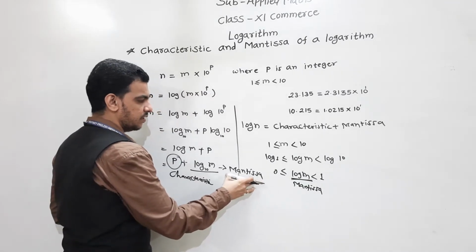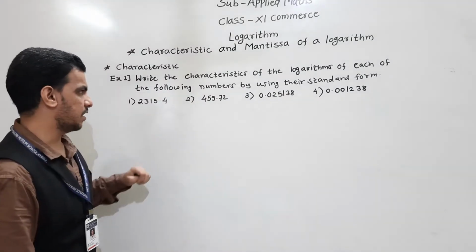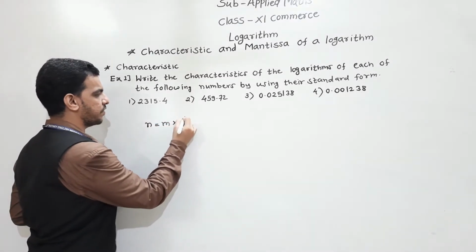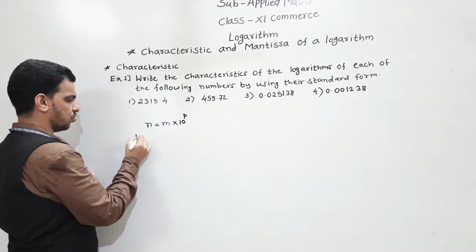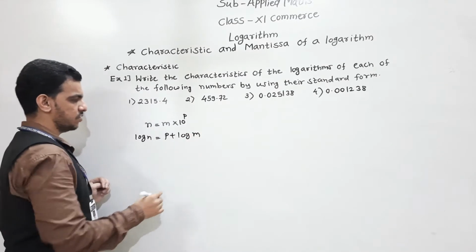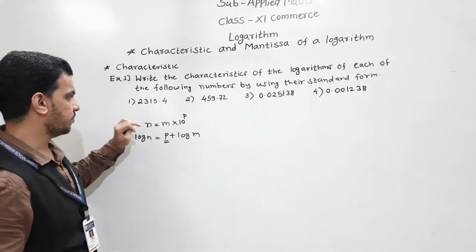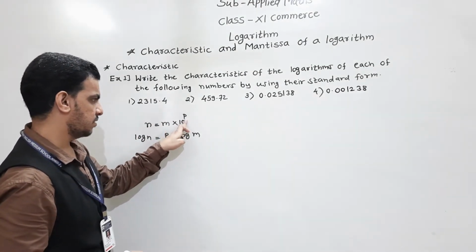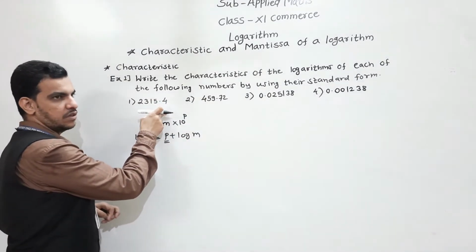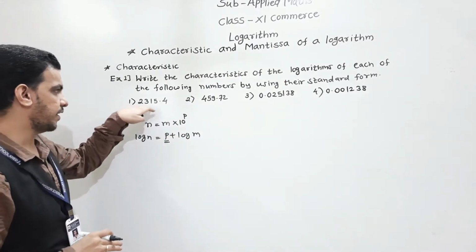Understand this? Now we will take one point, that is the characteristic, and then we will take the mantissa. We have seen that if n is a number, then n we can write in standard form of decimal, m into 10 raised to p. So log n is p plus log m. So this p is called the characteristic of logarithm. Here p means the power of 10. If I write this number in standard form, whatever power of 10 is there, that is the characteristic of the logarithm of this number.